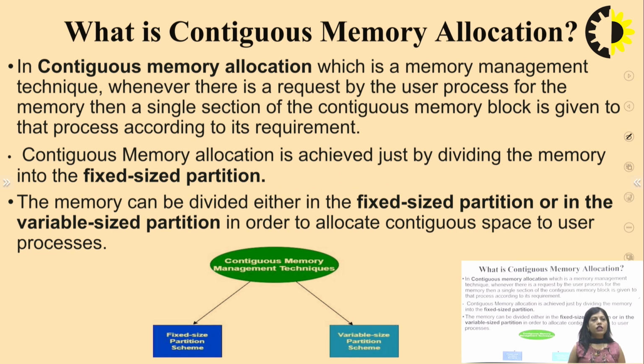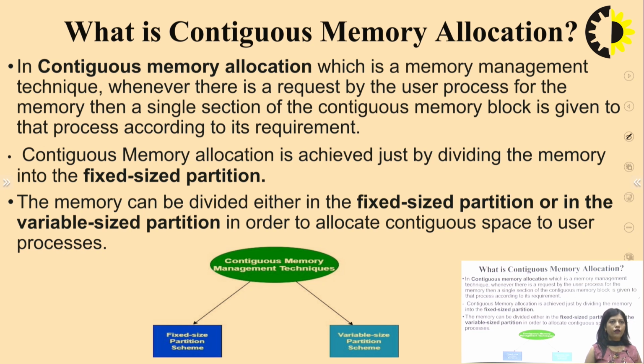First we discuss contiguous memory allocation. Contiguous memory allocation is a memory management technique where, whenever there is a request by a user process for memory, a single section of contiguous memory block is given to that process according to its requirement.